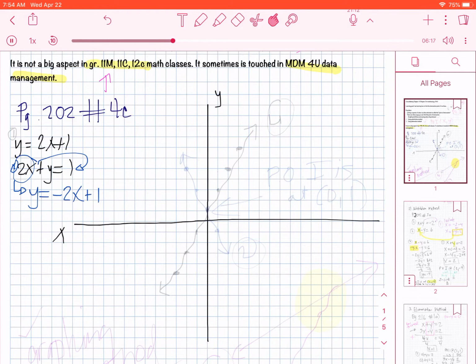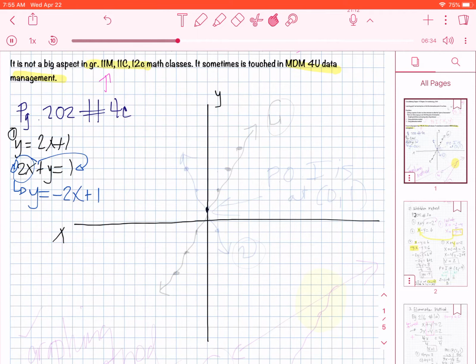Okay, I'm then going to go and graph both equations. So I'm going to start with our first equation, y equals 2x plus 1. Once again, you start with your y-intercept. We'll just assume every box goes up by 1 unit.